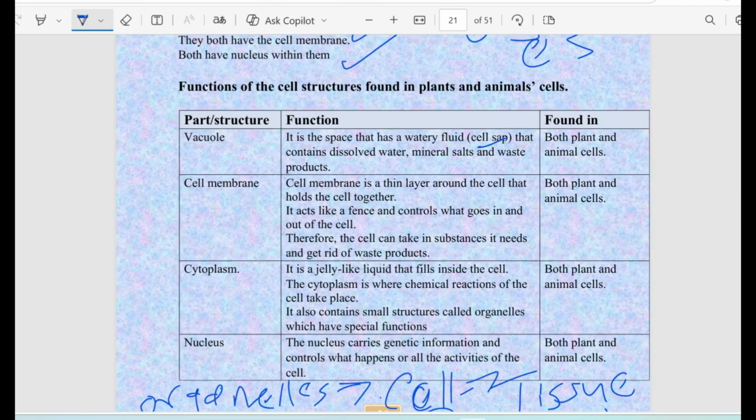So you are supposed to know that the vacuole is used to store mineral salts, food, water, and even some waste products. The vacuole that is used to store food is known as the food vacuole. Then the one that is used to remove the waste products is known as the contractile vacuole.